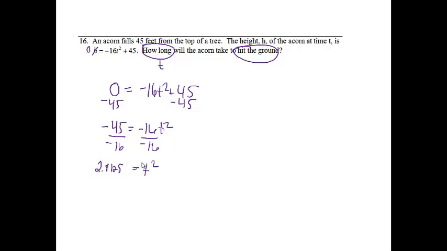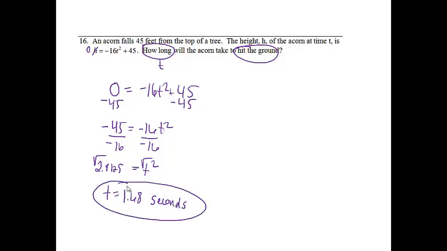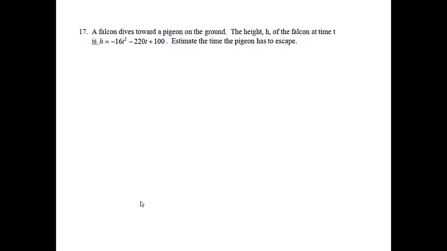We'll divide both sides by negative 16, and when I do that, I will get t squared is equal to 2.8125, and then to get rid of the square, we'll take the square root. So I'll get t is equal to 1.68. I'm not going to put plus minus this time because in real life only the positive answer would make sense, and this would be 1.68 seconds. So there we go.